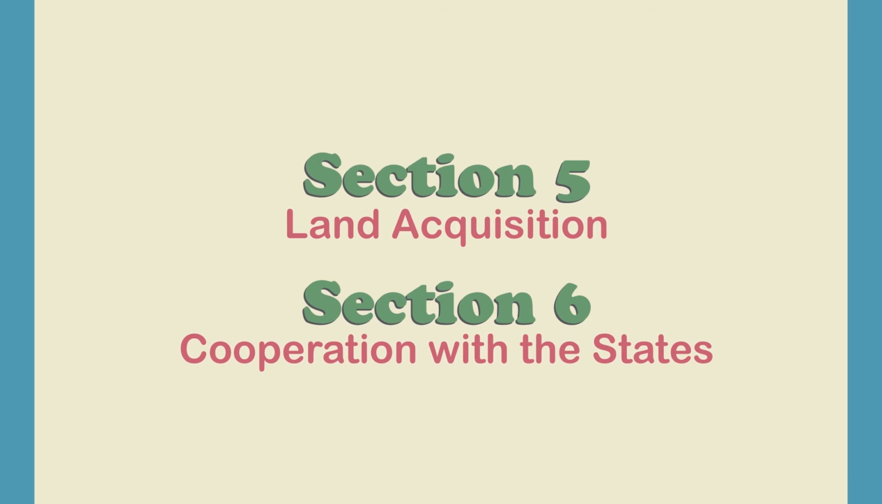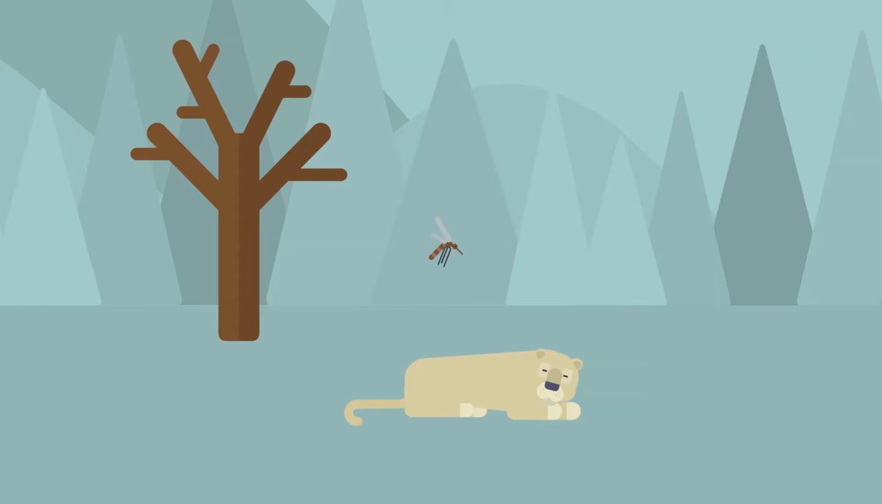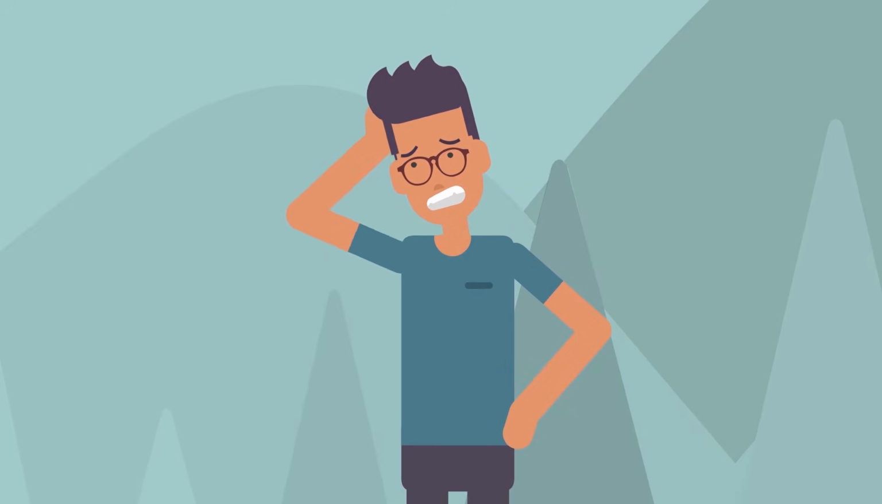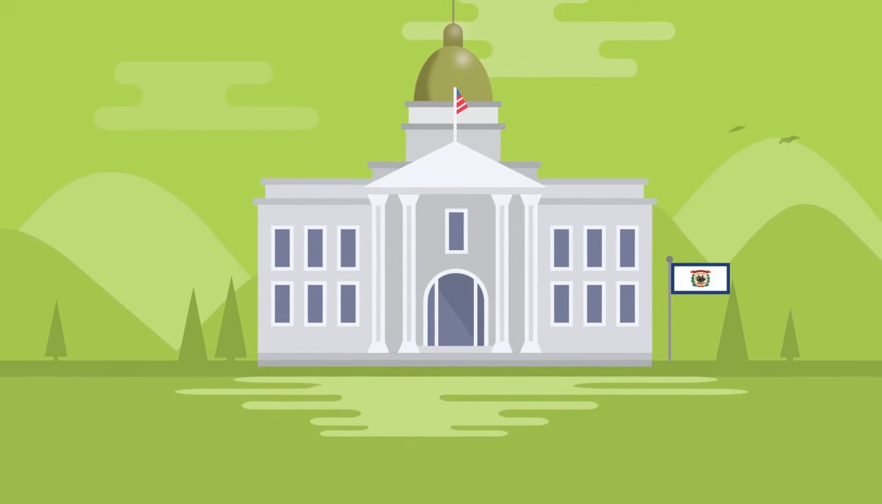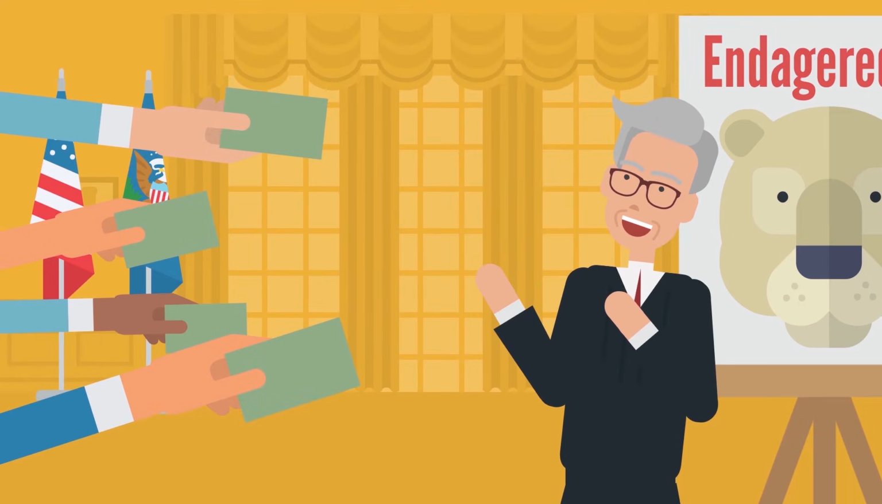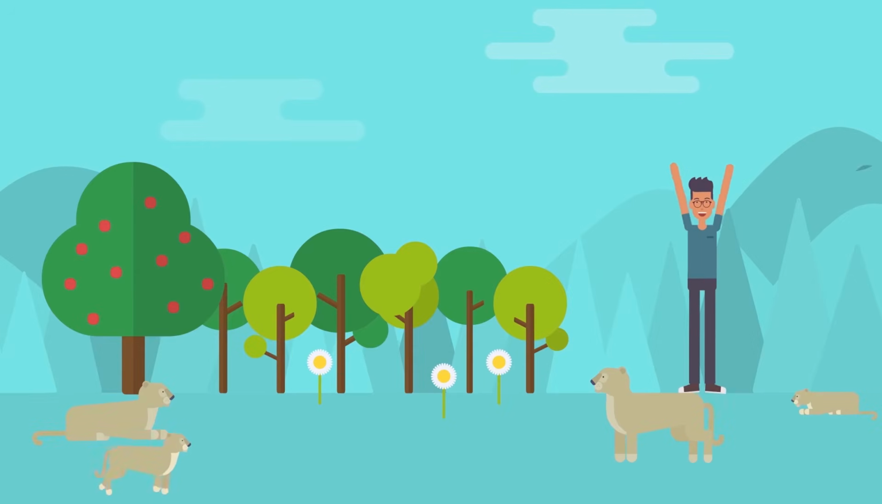Section 5 and 6 discusses land acquisition and cooperation with the states in carrying out the Endangered Species Act, respectively. Section 6 recognizes the key role that states play in conserving and recovering our endangered and threatened native wildlife and plants. The Section 6 program, generally referred to as grants to states, provides funding to states and territories for species and habitat conservation actions on non-federal lands.